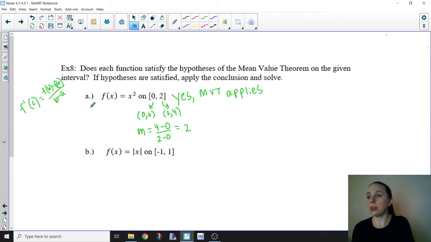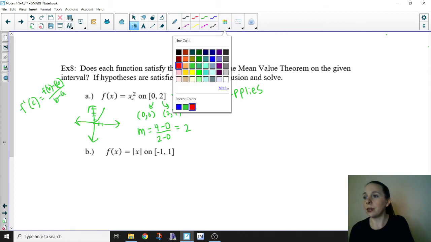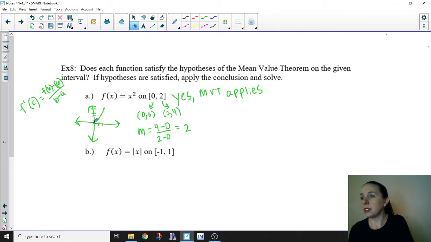Okay, I'm going to draw a little picture too, a little graph. Okay, 0, 0, 1, 2, 1, 2, 3, 4. We have a little portion of our parabola here. And the slope between these 2 points, I'll try to draw that in a different color. The slope of this secant line, trying to make it straight. The slope of that secant line is 2. That's what we found right here. Okay?